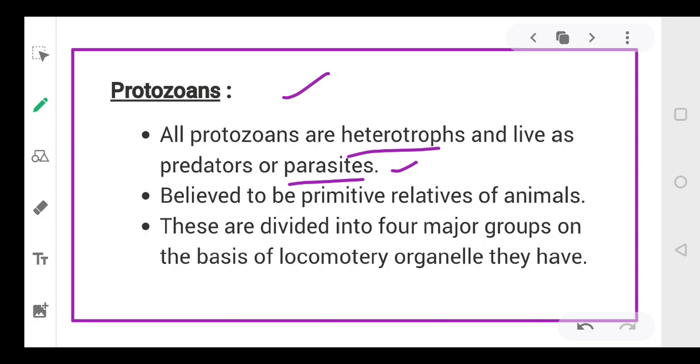And they are considered to be the primitive relatives of animals. Protozoans are thought to be the primitive, सबसे पुराने animals के relatives माने जाते हैं. And they are further divided into 4 categories. इन्हें हम 4 categories में divide कर सकते हैं, depending upon the locomotory organelle they have. Means depending upon how they move, what are the various structures for their movement. So on that basis, protozoa are divided into 4 categories.